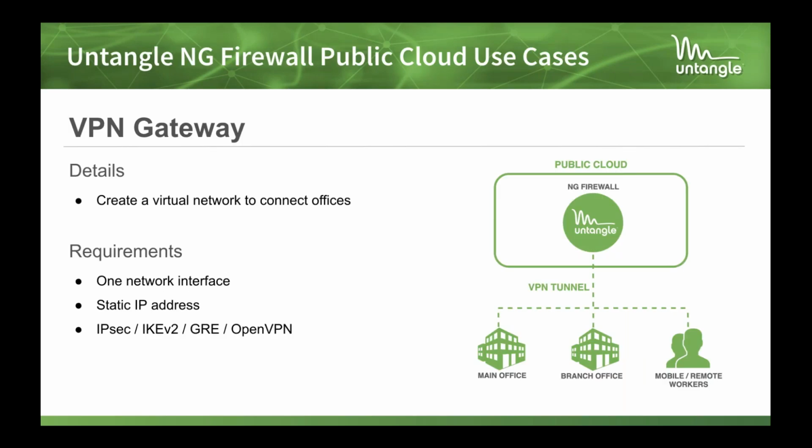So now we'll cover a few different use cases for how or why you would deploy NG Firewall in the cloud. And probably the most common and easiest to deploy use case is as a VPN gateway, where you're acting as a central hub using that static IP address. But the main benefit here is that you're creating a virtual network so that you can connect all of your offices with a central VPN hub that is always online and, again, easily accessible via its static IP address.